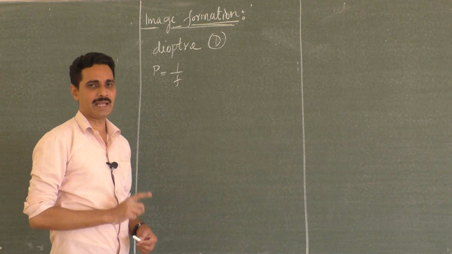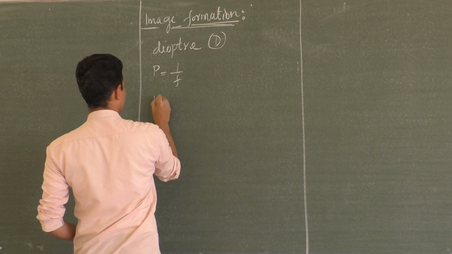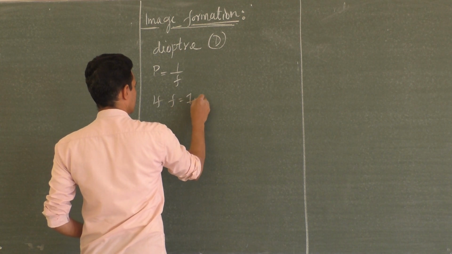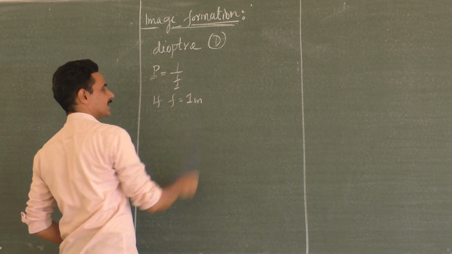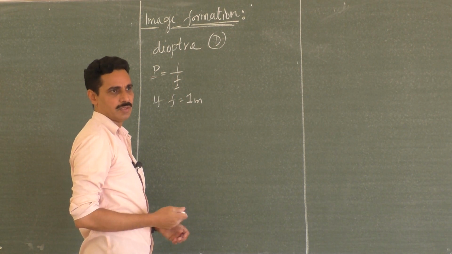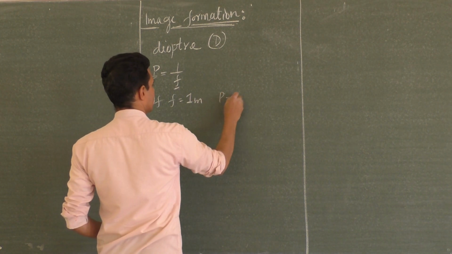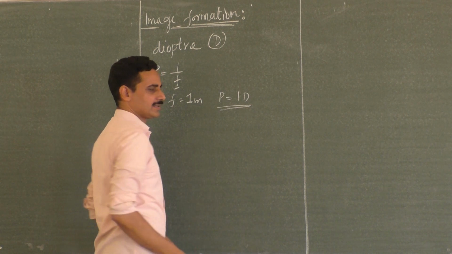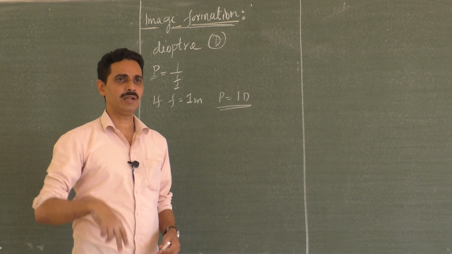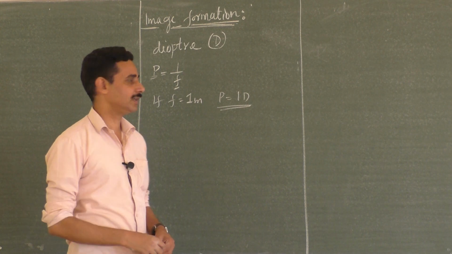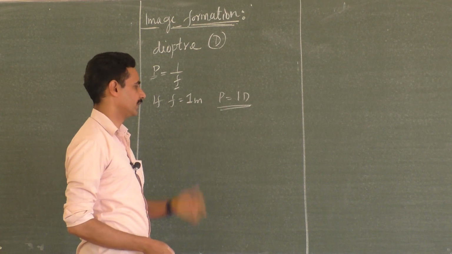What do you mean by 1 diopter? Power is 1 diopter if the focal length is 1 meter. Because if the focal length is in the SI system, then the power will be in the SI system. Otherwise, you will have to write a different unit of power. So if F equals 1 meter, then power is 1 diopter. The power of a lens of focal length 1 meter is called 1 diopter.